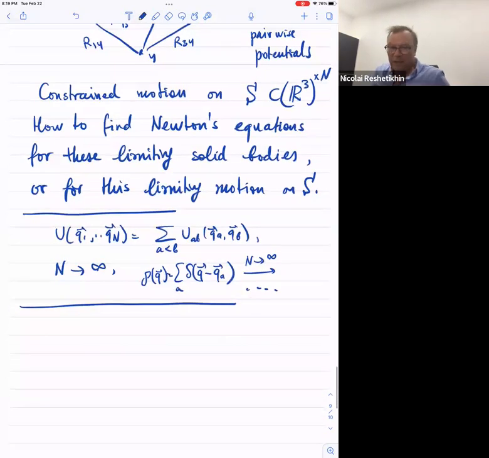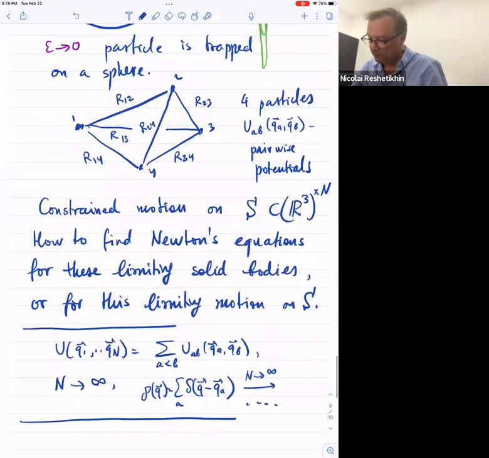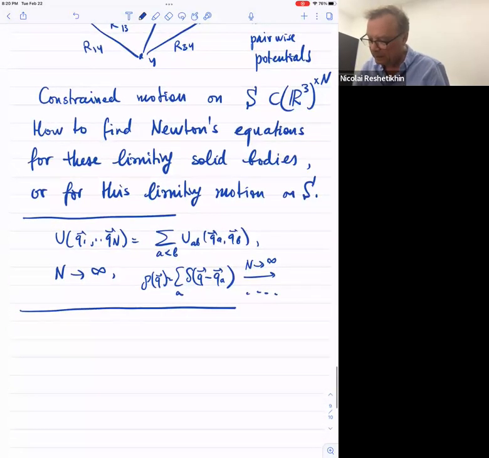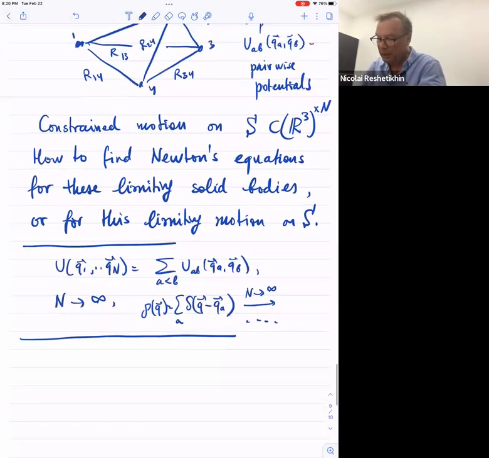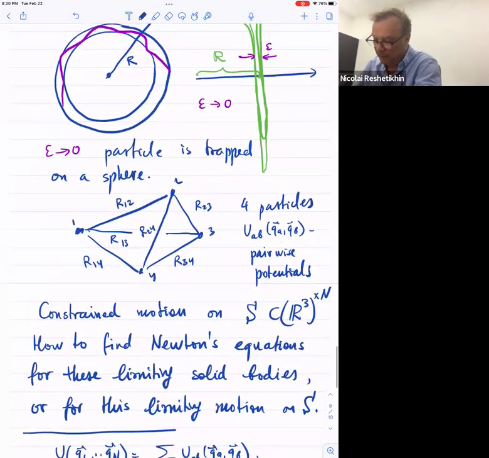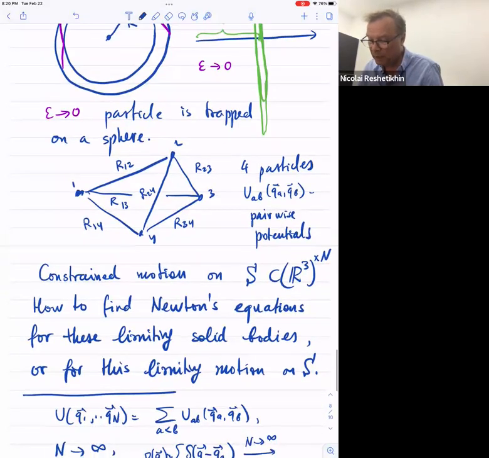Okay, so let's move on. So what did we do? Okay, so the conclusion is that by considering the sequences of these constraining potentials, we can constrain the motion of our particles to motion on some submanifold in R^n. And now the question is how to derive the equations of motion in this case.